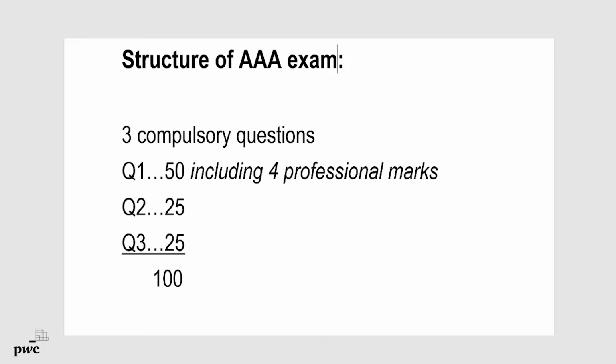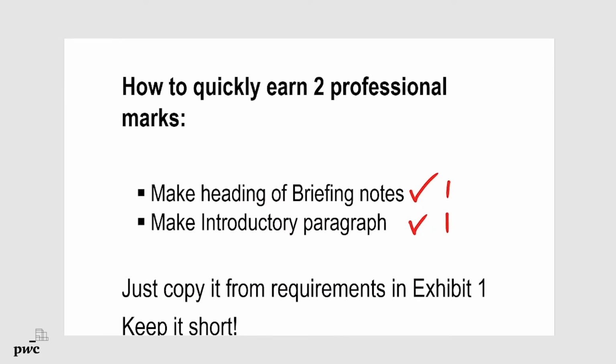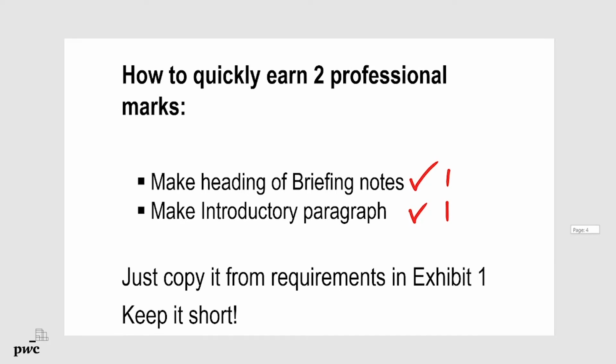Let me show you at the very beginning how to easily earn 2 professional marks out of the 4 professional marks available. 1 mark can be earned just by making a heading of briefing notes, and the second one for making an introductory paragraph. The key here is to keep it short and just copy the information from the requirements in Exhibit 1.